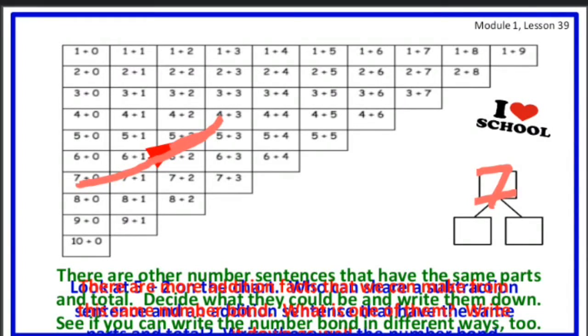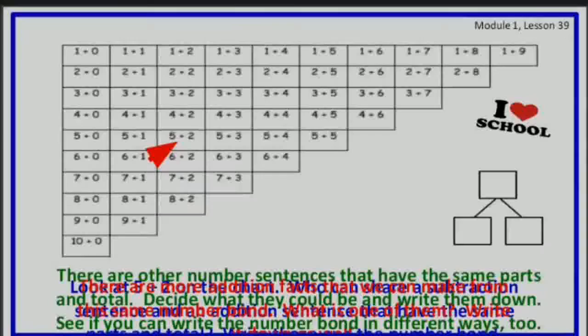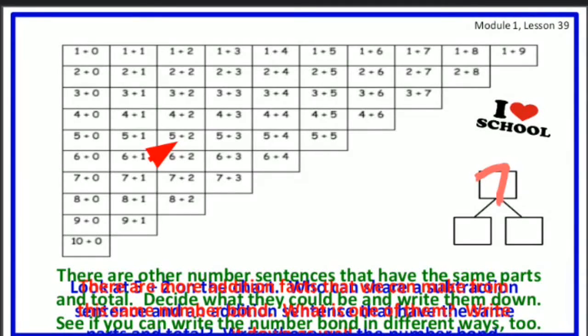So when I go up, all these numbers will give me 7, 7, 7, 7, and so on. So 4 and 3 will also give me 7, just like 5 and 2. So I'll put my 7 as the whole and 4 and 3, because 4 and 3 will also give me the total. The same thing with 6 and 1 and so on.